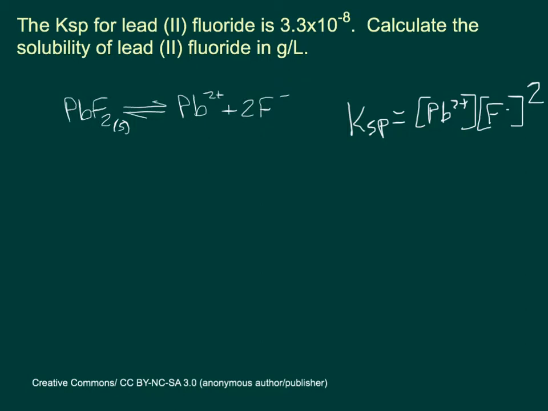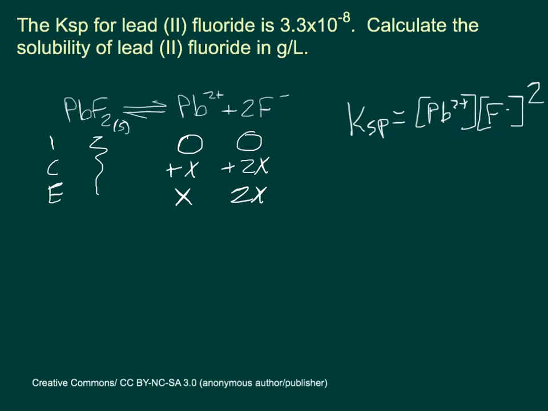So I'm going to set up a RICE chart, and PbF2 being a solid doesn't really matter. We don't need to worry about that. And Pb2+, okay, we're going to assume that we're initially just adding this to water. We want to know how much of it's going to dissolve, so change, we're going to have plus x and plus 2x, and therefore at equilibrium we're going to have x and 2x.